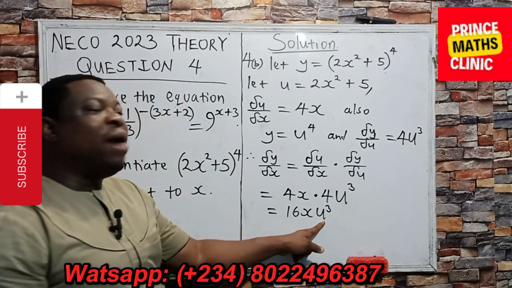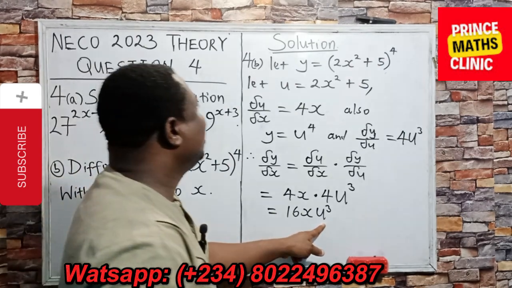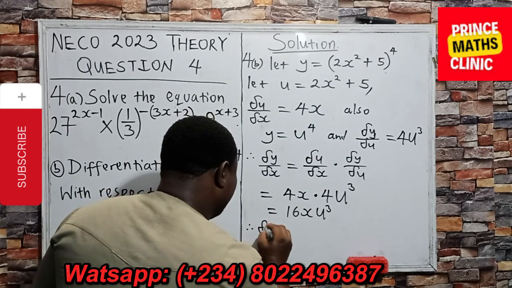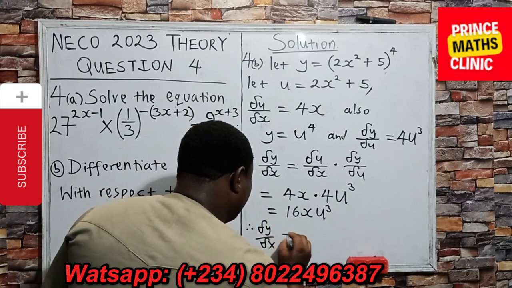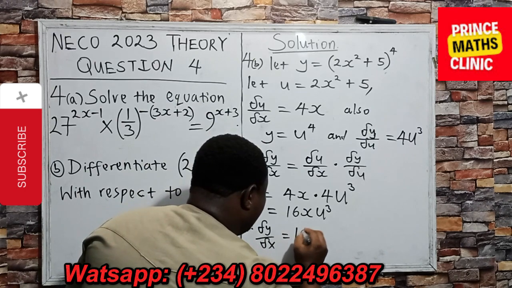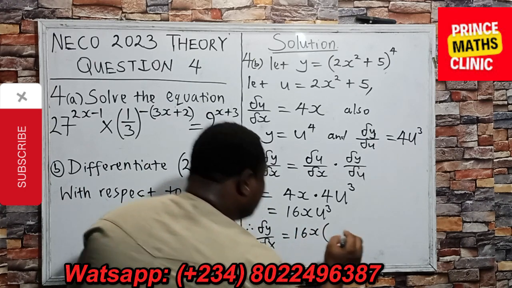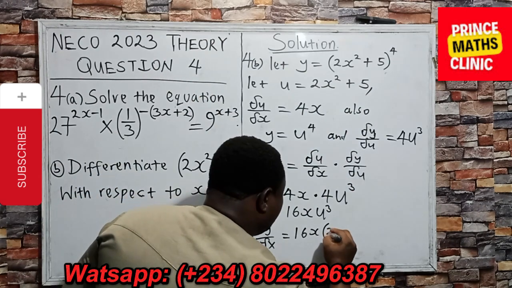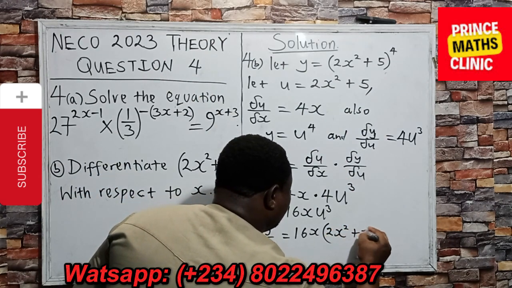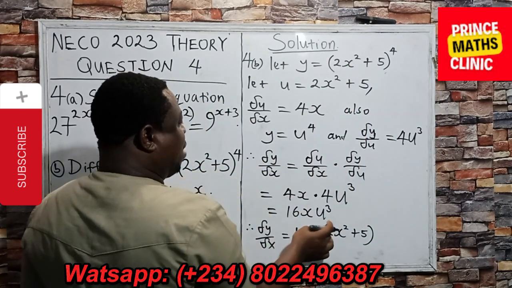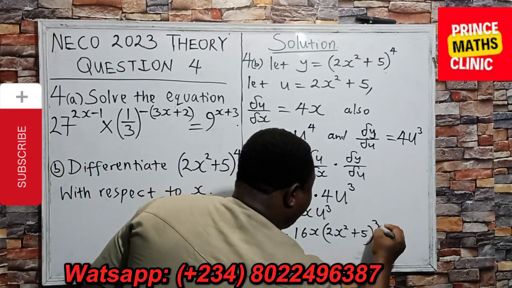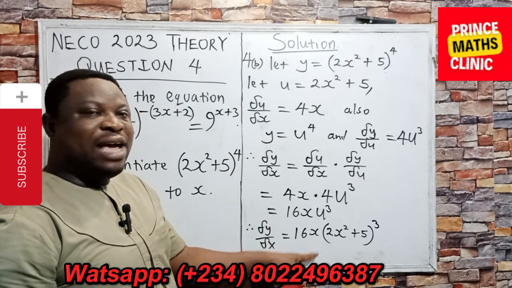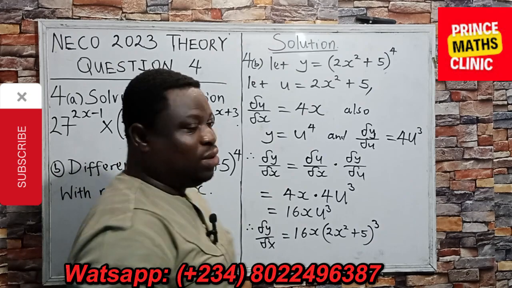But we can't leave our answer like this, because we have said that u is equal to 2x squared plus 5. Therefore, we can say dy/dx is equal to 16x multiplied by everything I have here, which is our u, which is 2x squared plus 5. And u is carrying a power of 3 here. So this is the result I will obtain if I differentiate what?